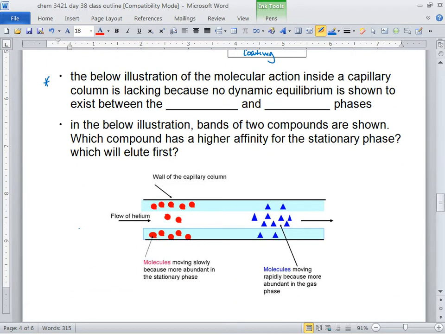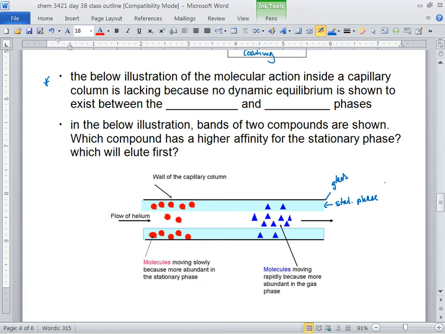Okay, here's an illustration of the molecular interaction inside a capillary column. And I say first let's identify it. So you recognize here's our, right? There's your glass. There's your stationary phase. I don't know how well does your print? Yeah, your printout came out pretty good. It looks better than what it does up here.